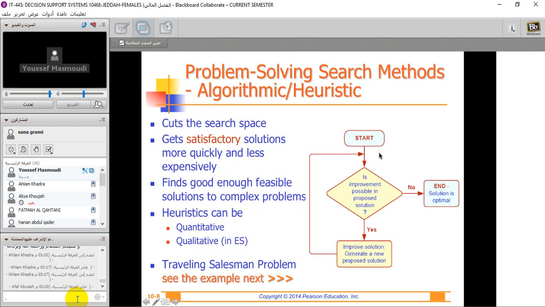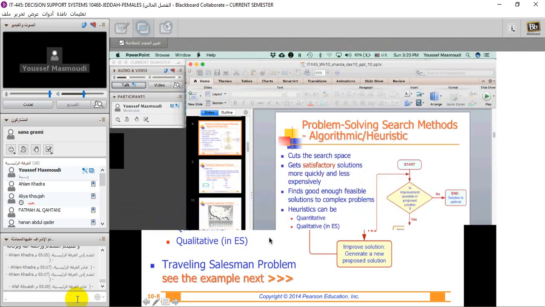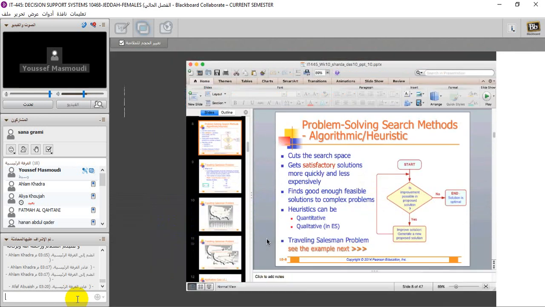So in the heuristic, we start, and is improvement possible in the proposed solution? Can we ameliorate the solution? If yes, okay, we improve the solution and generate a new proposed solution. And let's test again. Can we improve the solution more? If yes, we improve. If no, we end the algorithm, the solution is optimal. So the traveling salesman problem is one of the well-known examples in the heuristics.